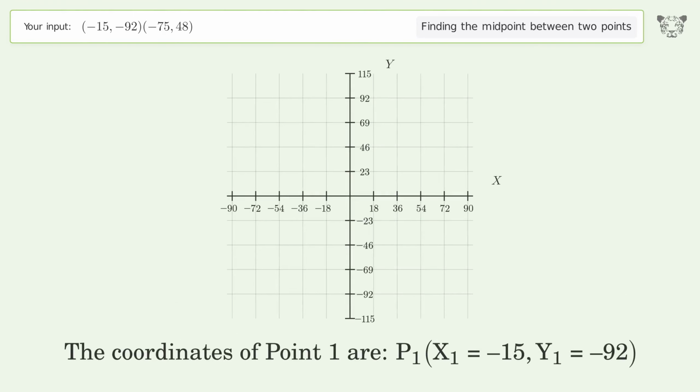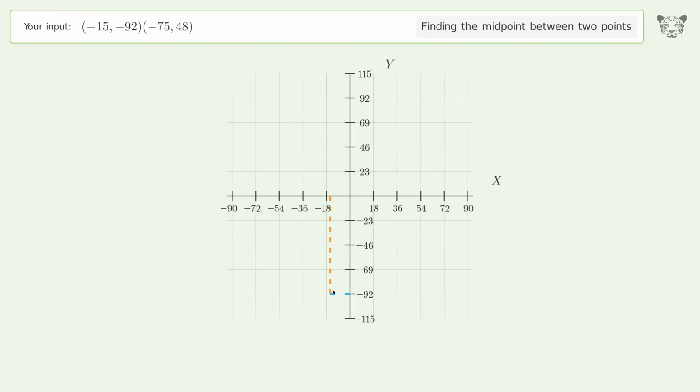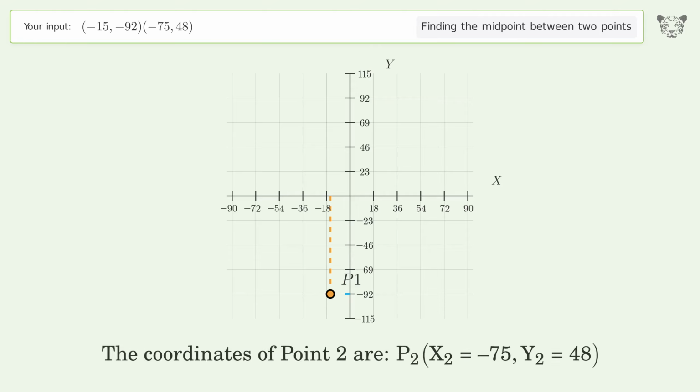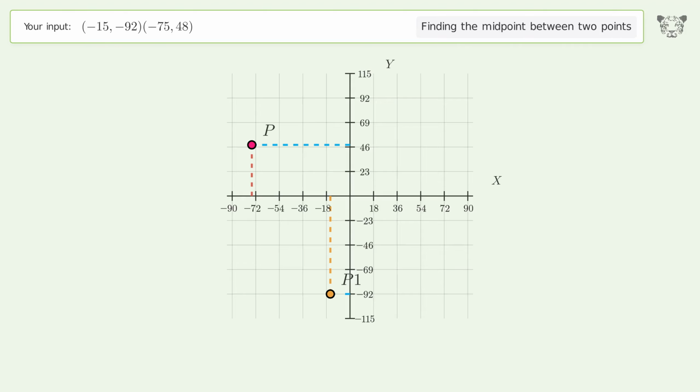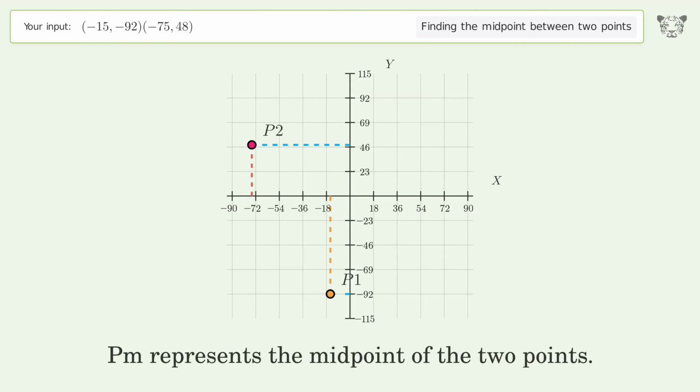The coordinates of point 1 are, x1 equals -15, y1 equals -92. The coordinates of point 2 are, x2 equals -75, y2 equals 48. PM represents the midpoint of the 2 points.